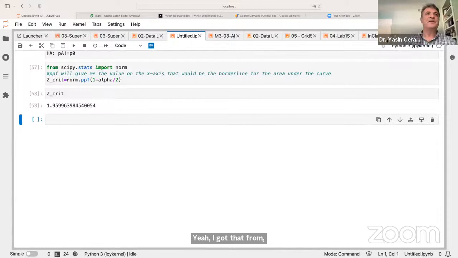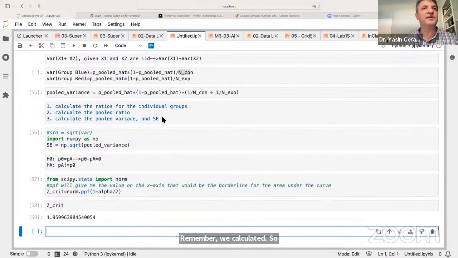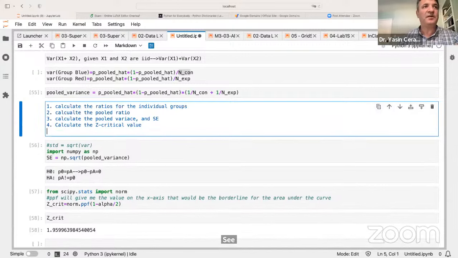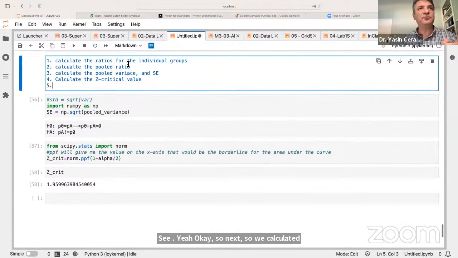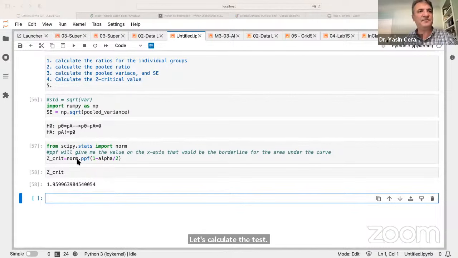All right. So we calculated the Z critical value. Remember, we calculated. So that's the next step. Calculate the pooled variance. Okay. So next, we calculated the SE, we calculated the pooled ratio, and we calculate Z. Now let's calculate the test stat. Okay, test stat. So what is test stat?